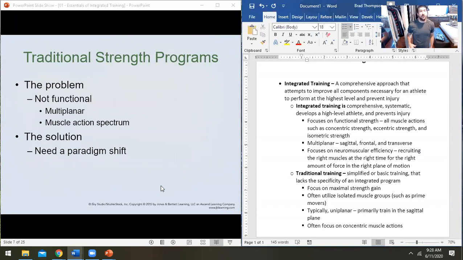So the problem with traditional strength training programs is it's not very functional, right? It's not multiplanar, and it doesn't really focus on the entire muscle action spectrum. Your muscles don't just concentrically contract, they also eccentrically contract and isometrically stabilize. We want to train somebody to be able to do all of those things.